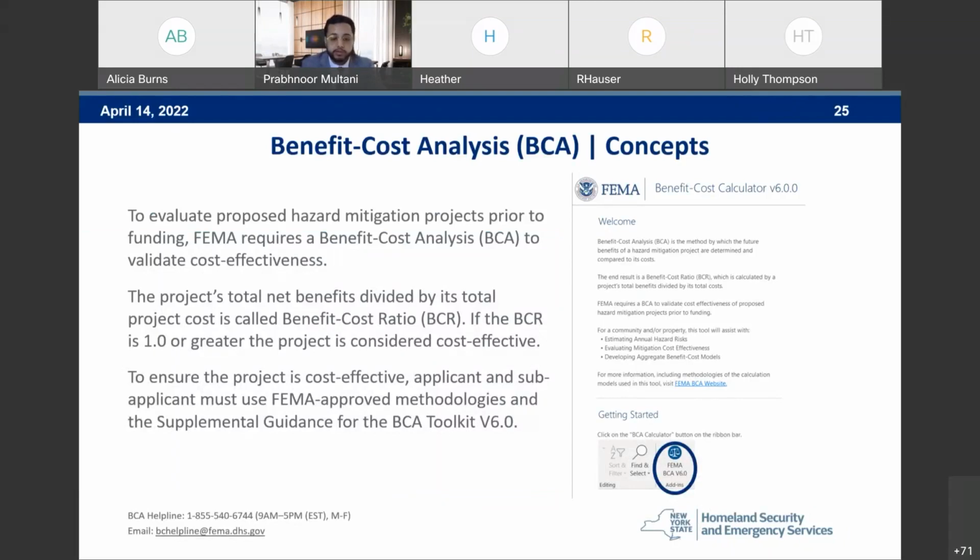To evaluate proposed hazard mitigation projects prior to funding, FEMA requires a benefit cost analysis to validate its cost effectiveness. As I mentioned previously, the project's total benefits divided by its total cost is called the BCR, the benefit cost ratio. We need that to be 1.0 or greater for it to be seen as cost effective in FEMA's eyes. Now, to ensure that the project is cost effective, applicants and sub-applicants must use FEMA approved methodologies and the supplemental guidance for the BCA Toolkit version 6.0. Next slide, please.